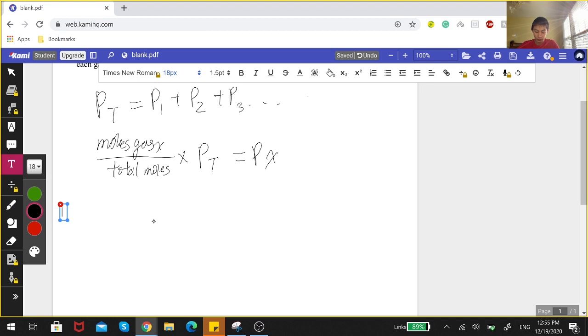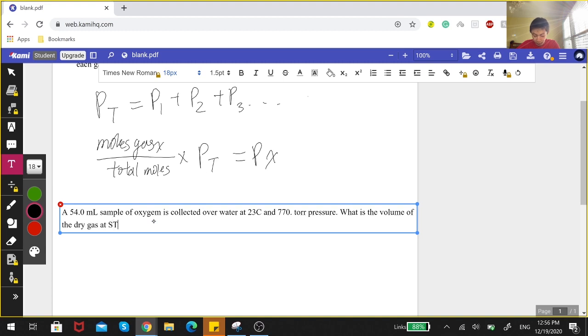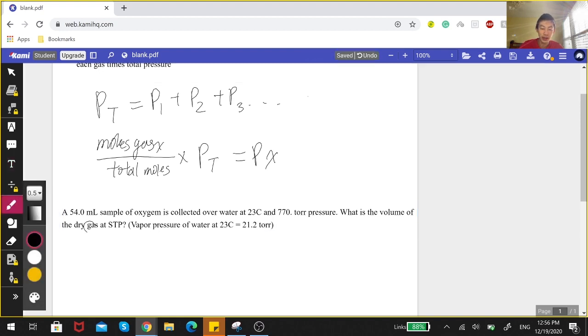We have a 54.0 mL sample of oxygen collected over water at 23 degrees Celsius and 770.0 torr pressure. What is the volume of the dry gas at standard temperature and pressure? They also told us that the vapor pressure of water at 23 degrees Celsius is equal to 21.1 torr. Now we're looking for the gas at standard temperature, right? We're looking for the oxygen.